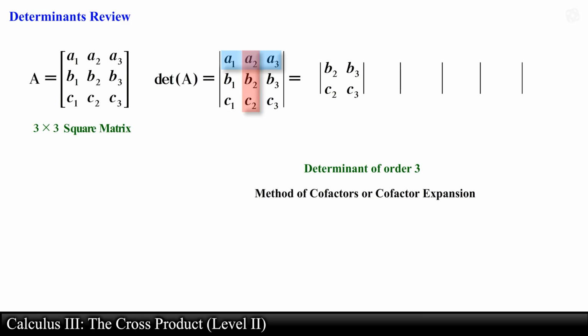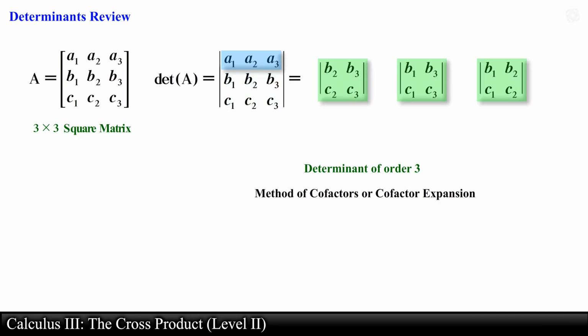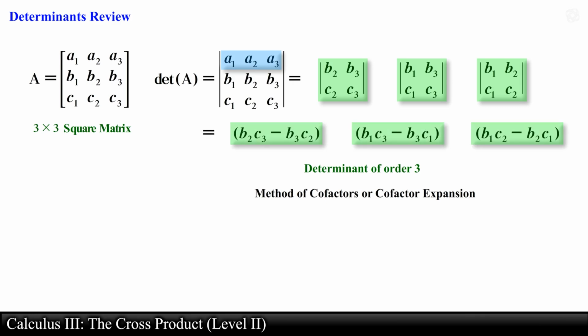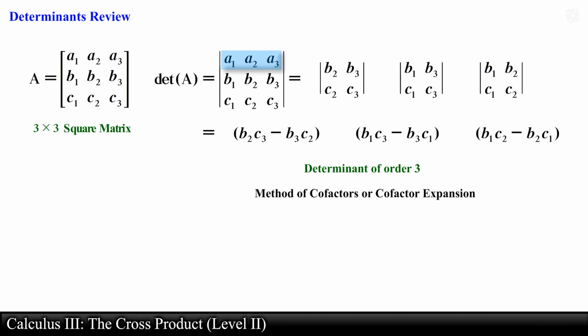By blocking row 1 and column 2, we obtain the following 2x2 square matrix. And finally, by blocking row 1 and column 3, we obtain the final 2x2 square matrix. Now that we have 3 2x2 square matrices, we find the minors by computing the determinant of each 2x2 square matrix. We are not done yet.